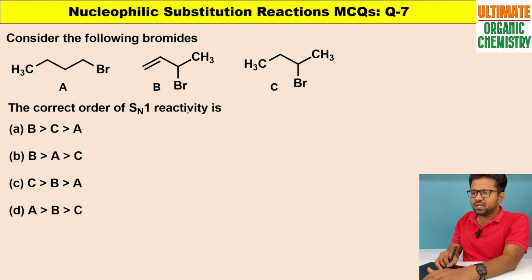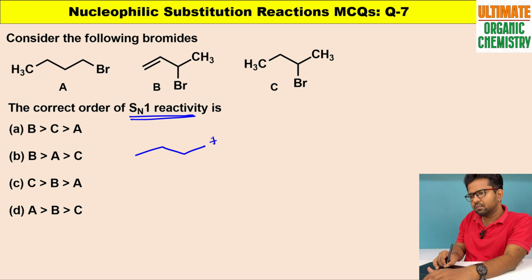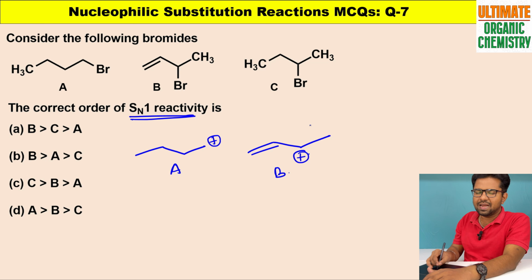Question number 7. Consider the following bromides. The correct order of SN1 reactivity is? Since they have asked about SN1 reactivity, you need to draw the intermediate of all three species. The first species A will give a primary cation. The second species B will give an allyl cation. The third species C will give a secondary cation.